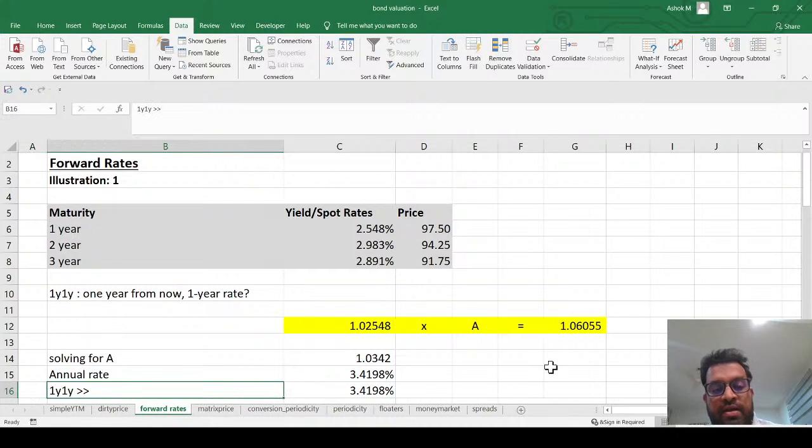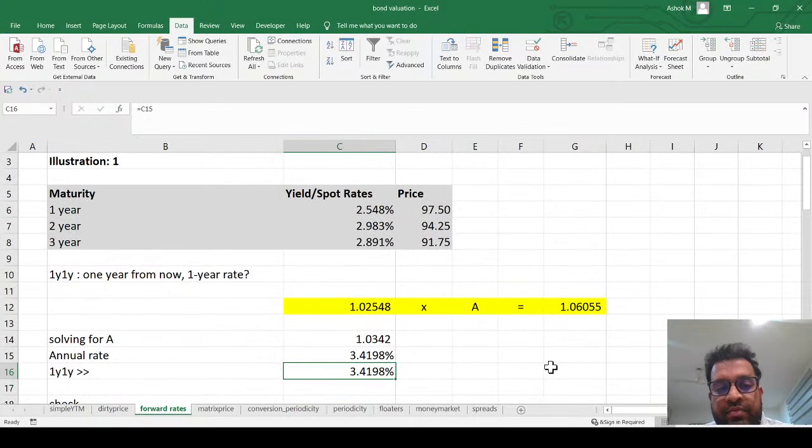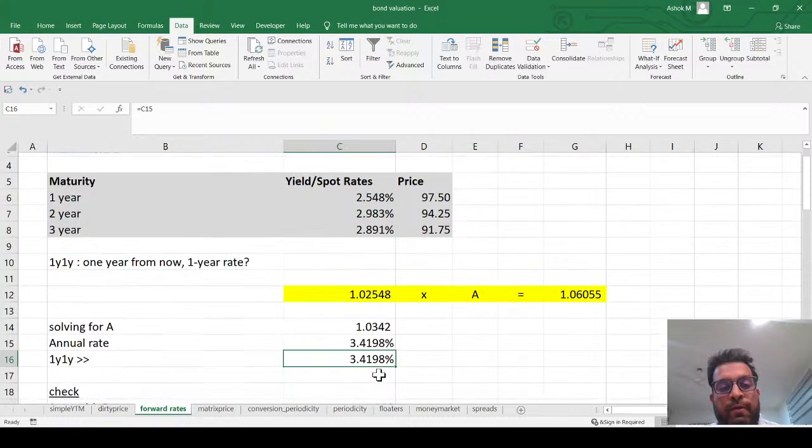This is your 1 year rate, 1 year from today. You see how this rate is different from 2.983. 2.983 is a spot rate for 2 years, or the 2 year spot rate. But see that incremental return over this 1 year rate. This is the break-even investment rate, or this is the forward rate. This is how you get this first figure.